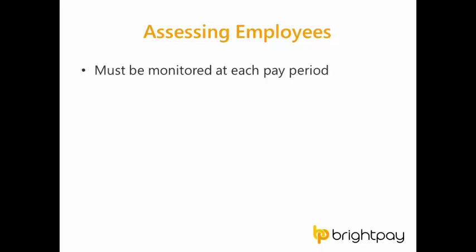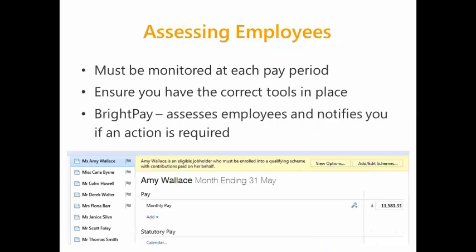After the staging date, employees must be monitored at each pay period in case an employee becomes an eligible job holder, meaning they need to be automatically enrolled, for example, if they turn 22 years of age. Assessing each employee's age and qualifying earnings manually would be extremely time-consuming and monotonous. When an employee requires enrolment, it is important that you have the correct payroll tools in place that can enroll employees quickly and easily. Typically, good payroll software can assess your employee's work category automatically at each pay period and notify you when you have auto-enrolment duties to perform. Also, if you have a number of eligible job holders, you should be able to enroll multiple employees at the same time.